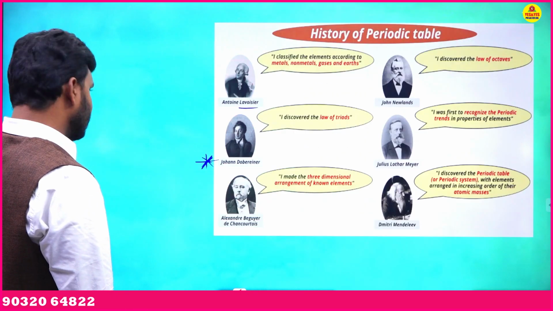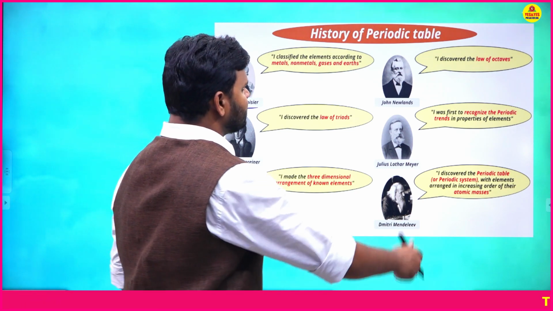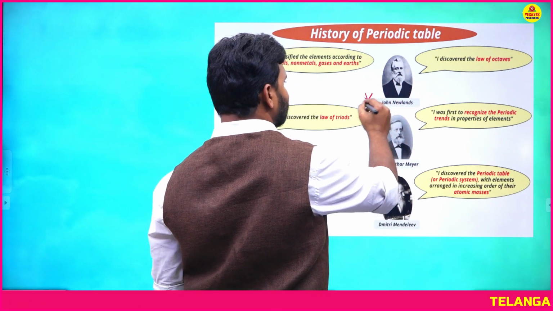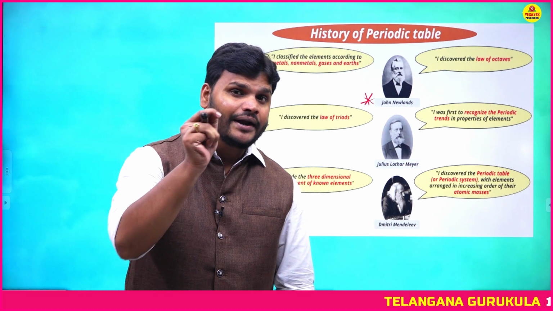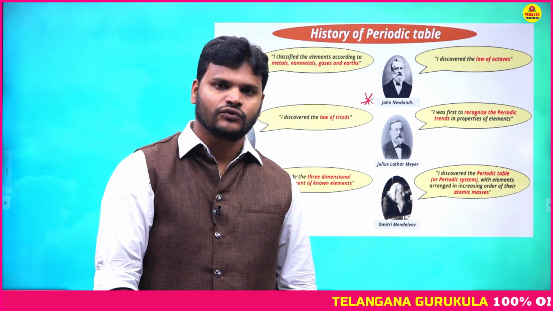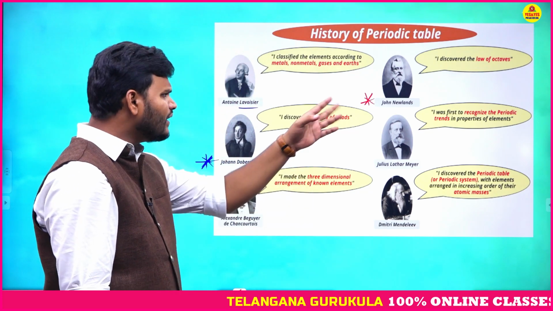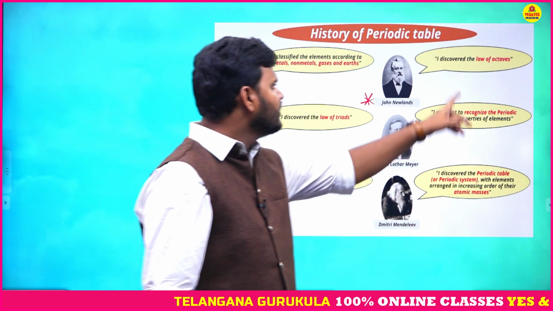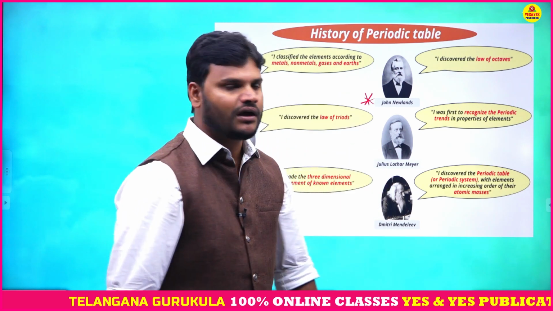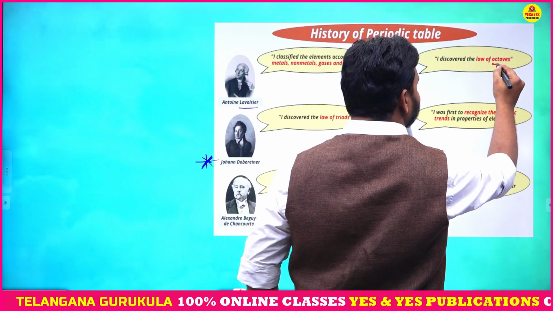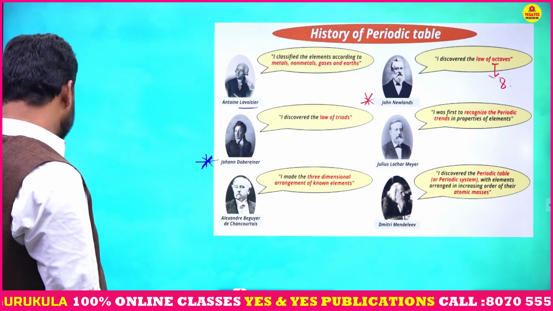Next, we need to discuss another main important point, John Newland's law of octaves. One concept is there. We need to discuss that concept. What Newland said: I discovered the law of octaves. Oct is nothing but 8. This point is very much important. We will discuss what is the law of octaves.